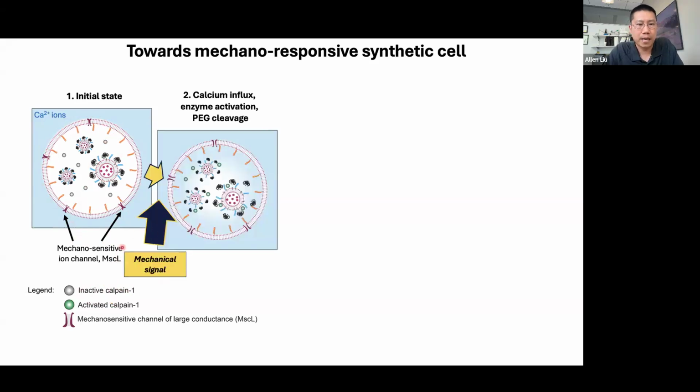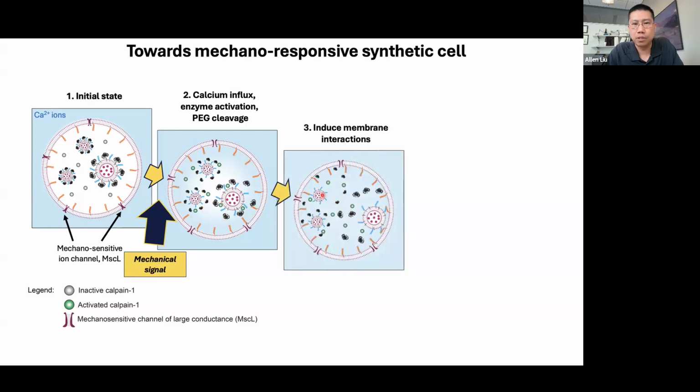This will be triggered by a mechanical signal. The trigger is due to an increase in membrane tension that activates MSCL. And the activation of MSCL will essentially lead to a calcium influx, which activates calpain. And calpain can then cleave off the PEG that's protecting the SUVs, allowing the SUVs then to mediate membrane fusion or interactions with the GV membrane. So this is a system like a synthetic exocytosis.